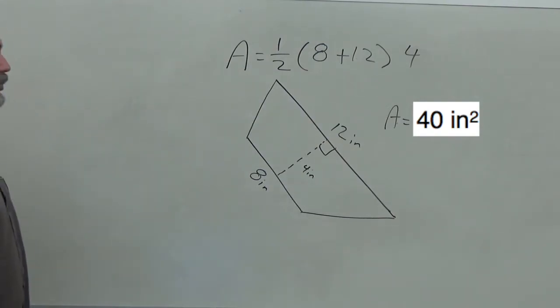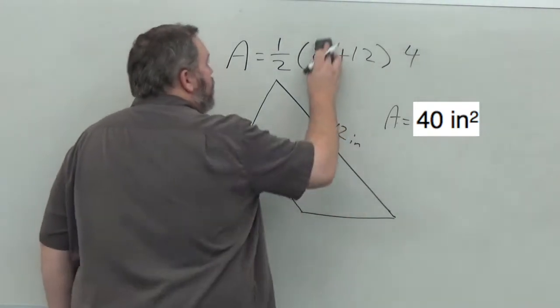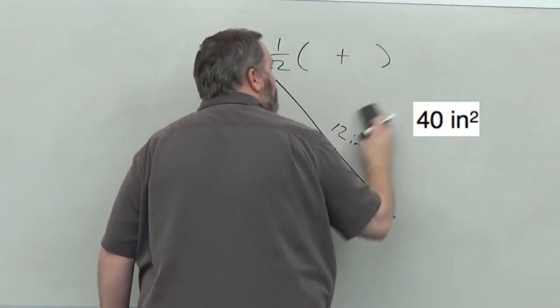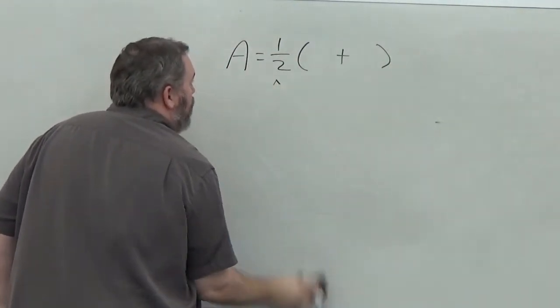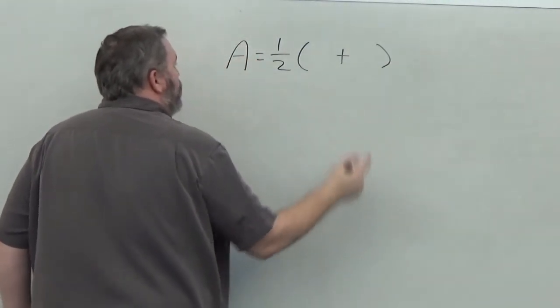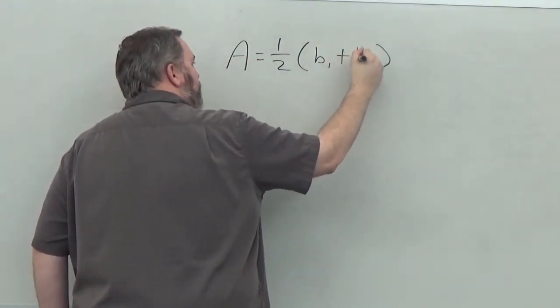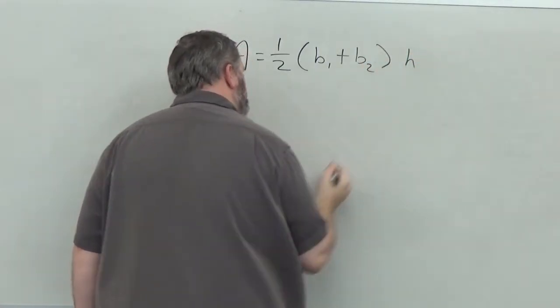Now, let's give another one just so you can see it. So we'll put our equation back together where it was, and we'll give you a different shape. So our equation, again, is 1/2 times base 1 plus base 2 times height.